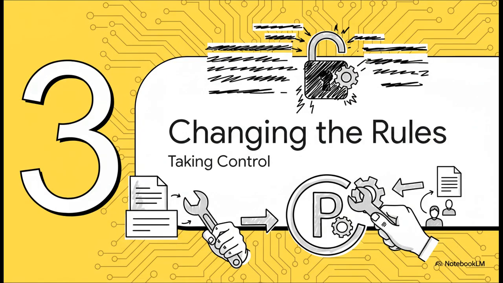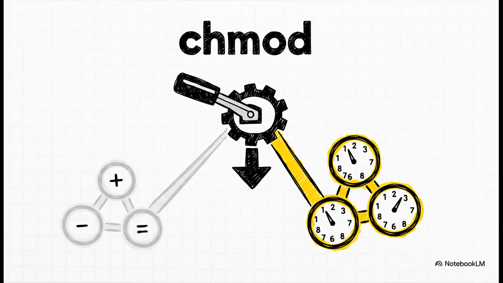Okay, so reading the code is cool. You can now see who has what permissions. But the real power? That comes from being able to write the code, to change the rules yourself. So let's get into how we actually do that. The main command for this is chmod, which is short for change mode. It's your primary tool for setting these rules. Now, there are a couple ways to use it. There's a symbolic mode for quick changes, but we're going to focus on the really powerful one, the numeric mode, because it lets you set everything all at once.